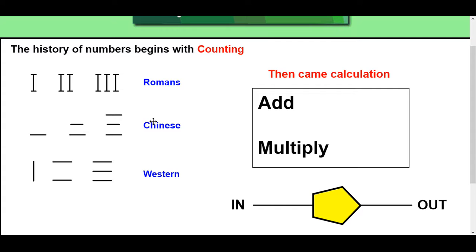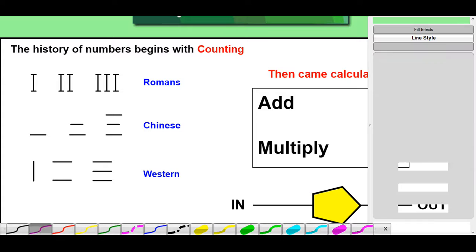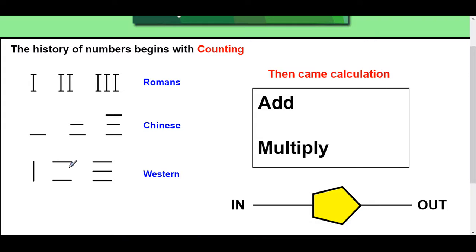The Chinese went about it in the same manner. They had one line for one, two lines for two, and three lines for three. Now our system, the Western system, is actually quite similar to that. We just don't realise it. It was still this idea of 1, 2 and 3, but what we did was we joined this up to get the 2, and we joined this up to get the 3. So it's a similar idea of 1 item, 2 items and 3 items.